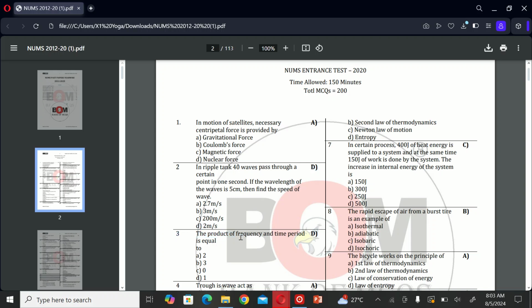The next MCQ is: the product of frequency and time period is equal to A 2, B 3, C 0 and D 1. So the correct option is D.